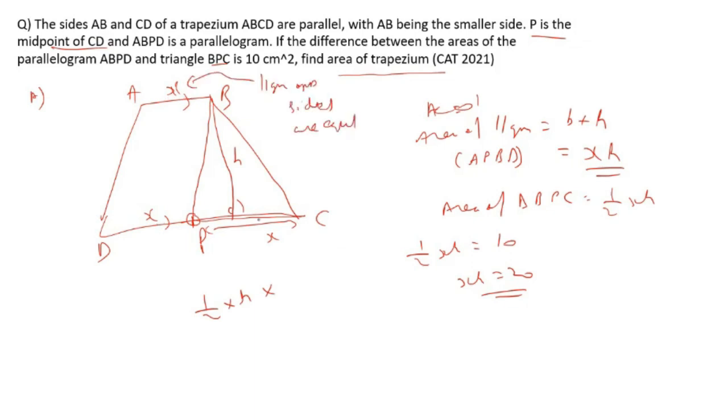So sum of parallel sides will be 2x plus x, which is 3x. So this is 3 by 2 into xh. So just 3 by 2 into 20, which is 30. This is the answer.